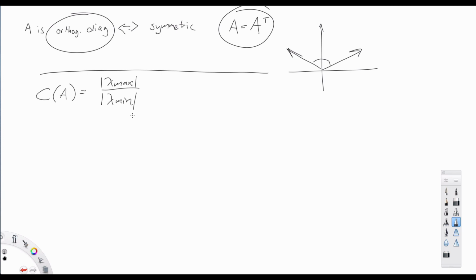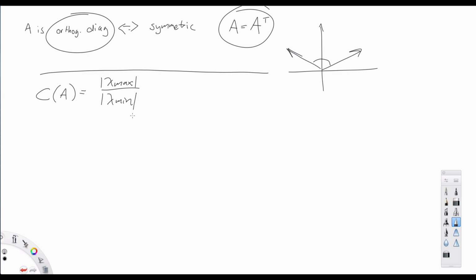Given a matrix A, if we evaluate all of the eigenvalues for that matrix A, and we look at the magnitudes of those eigenvalues, and we identify the largest magnitude eigenvalue and the smallest magnitude eigenvalue, if we compute the ratio of the largest to the smallest magnitude eigenvalue, that gives us the condition number.